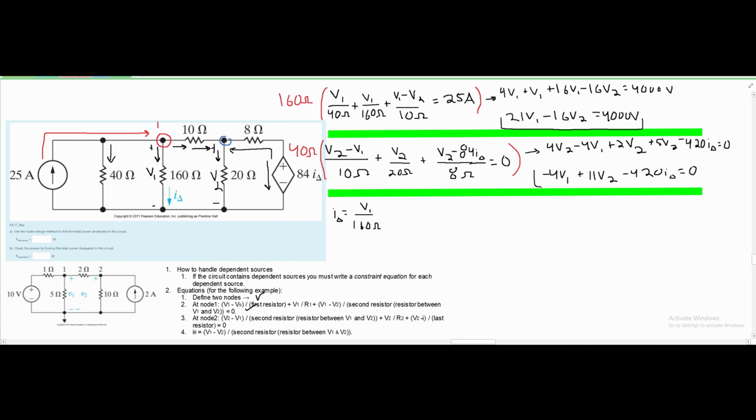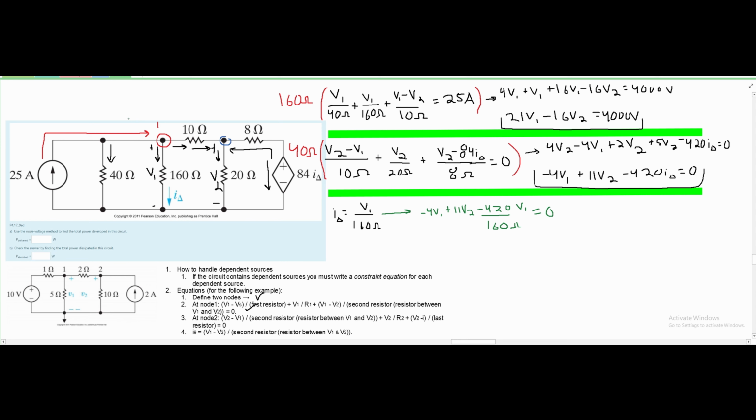After we do this, we are going to get these two equations right here. Now we notice that in our second equation is the only place where we have our I delta. So we can plug this in, and then we're going to see that we only have V1 and V2. And then we can substitute them and then find each of them respectively. Plugging this part in here, we're going to get a negative 4 V1 plus 11 V2 minus 420 times V1 divided by 160 ohms, and that's equal to 0.